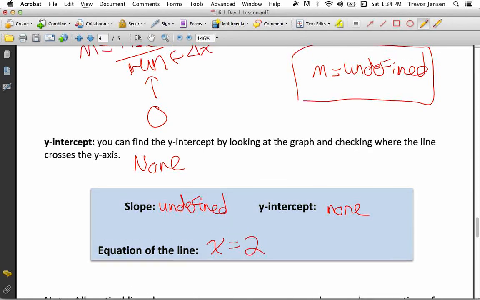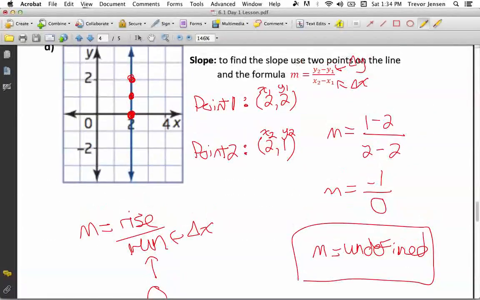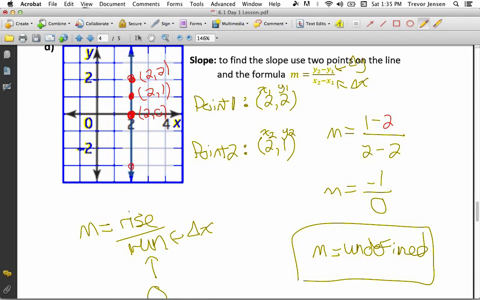Why am I writing it in the form x equals 2? Well, let's look at this line. What are the coordinates of all of these points on this line? The coordinates of this point, 2, 2. This point, 2, 1. This point is at 2, 0. This point is at 2, -3.